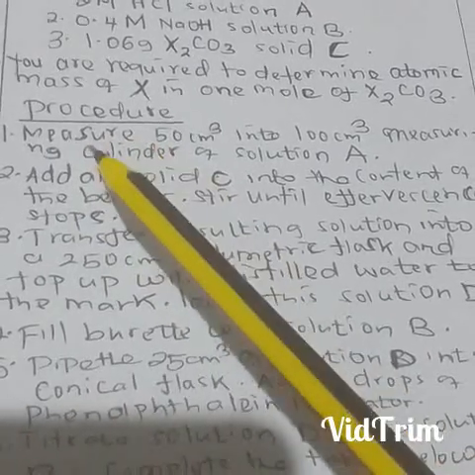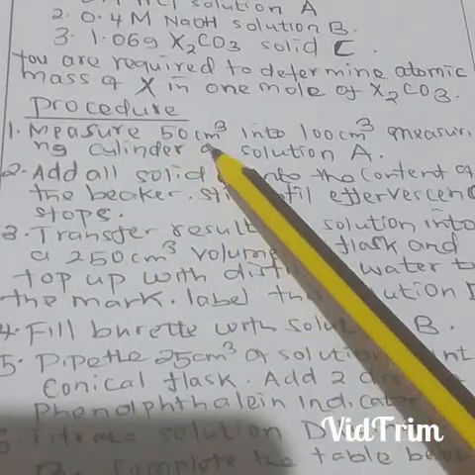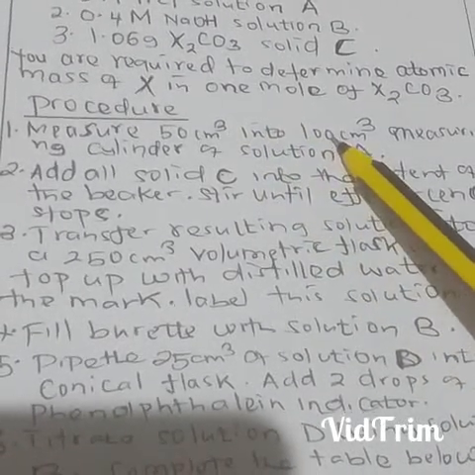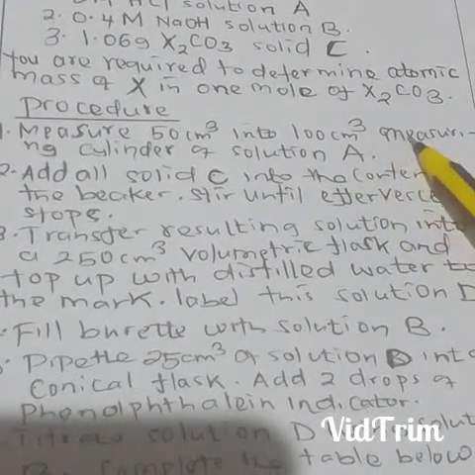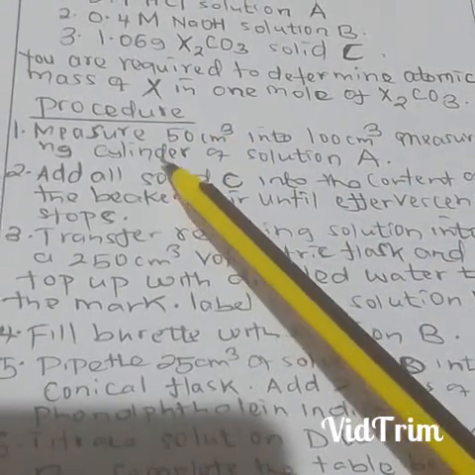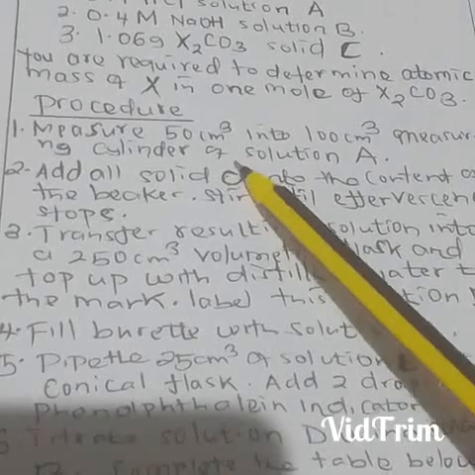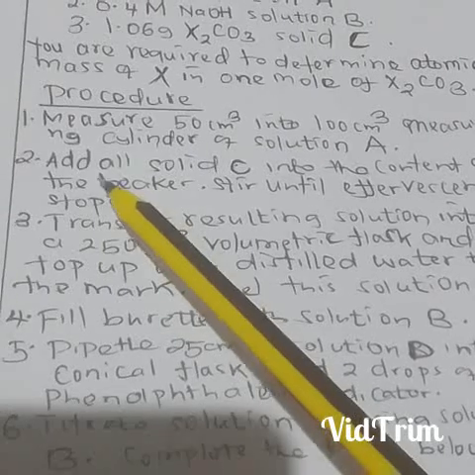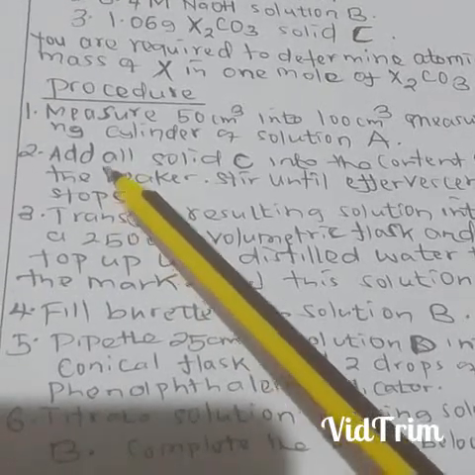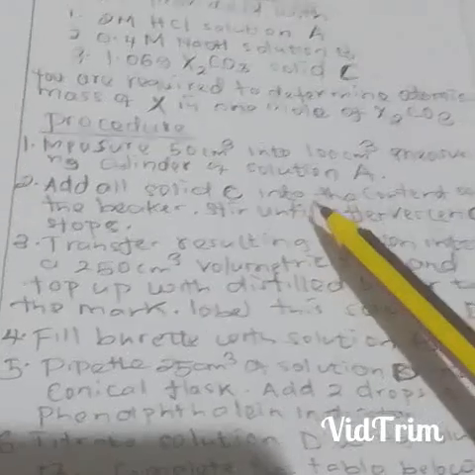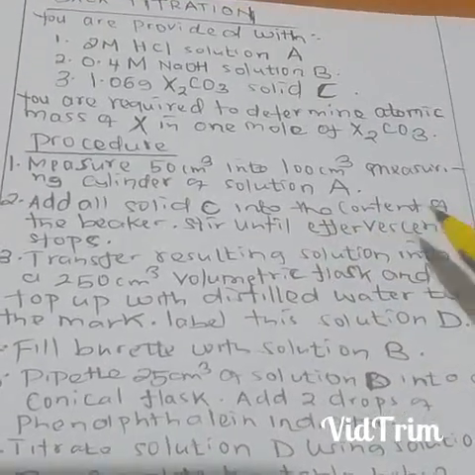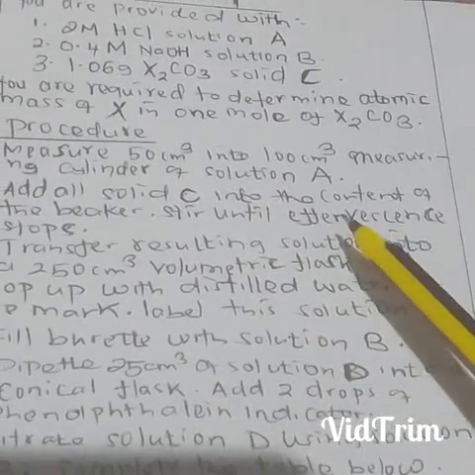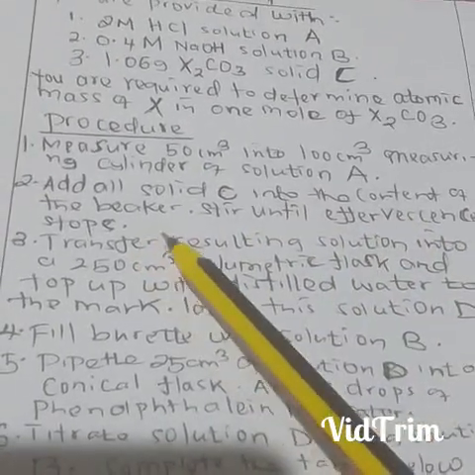Procedure number 1, you measure 50 cm³ using a 100 ml measuring cylinder. Then you transfer this solution A into a clean beaker. Then procedure number 2, add all solid C into the content of the beaker, then stir until effervescence stops.